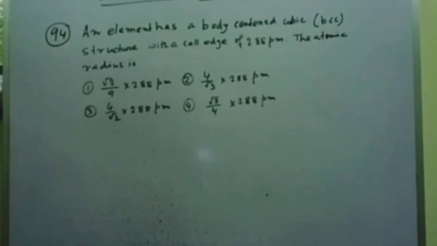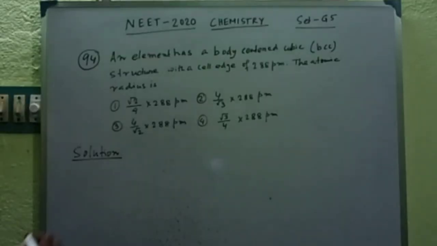Question number 94. An element has a body centered cubic structure with a cell edge of 288 picometer. The atomic radius is: option 1, root 2 by 4 into 288 picometer; option 2, 4 by root 3 into 288 picometer; option 3, 4 by root 2 into 288 picometer; and option 4, root 3 by 4 into 288 picometer.